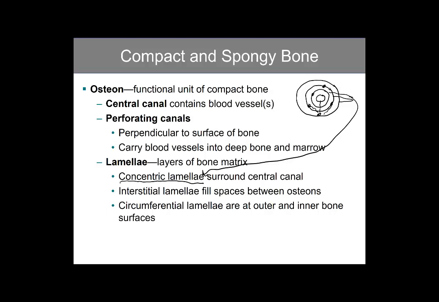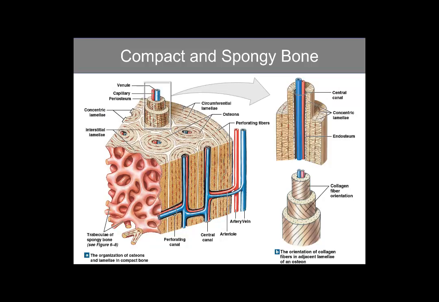And I'm going to refer to the interstitial lamellae as well as the circumferential lamellae when we look at the image on this next slide. So here we have some compact bone, and we have a number of osteons, and you can see the osteons right here. So these osteons consist of a central canal that are then surrounded by these lamellae, these concentric lamellae, and the interstitial lamellae right here fill in the spaces between the osteons.